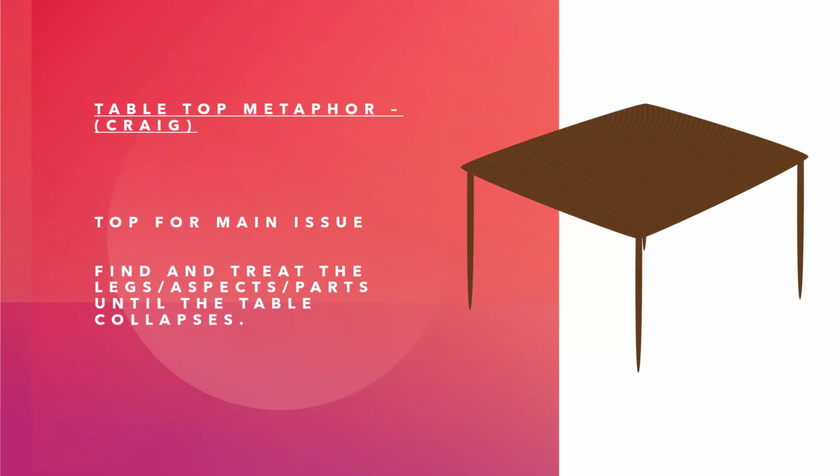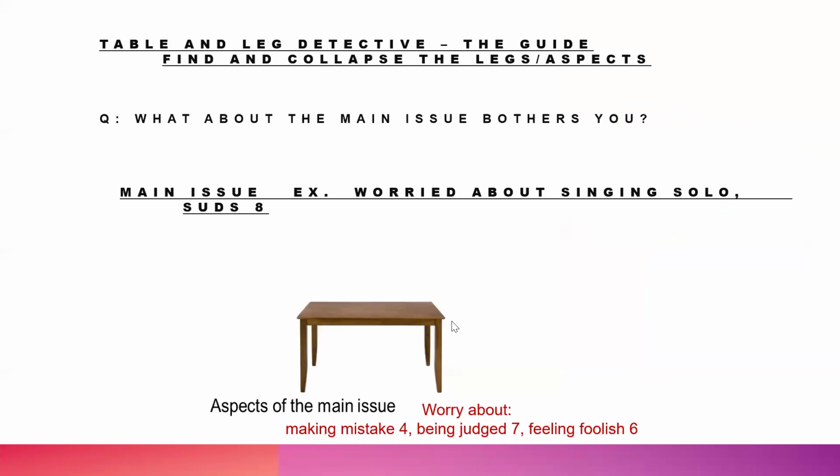I very much like Gary Craig's tabletop metaphor, and on top of the table is the main issue. Then what you do is you try to find all the legs, aspects, and parts until you knock that down until the tabletop comes down. These slides are being put up at the beginning. You can pause at them if you want to look at them further.